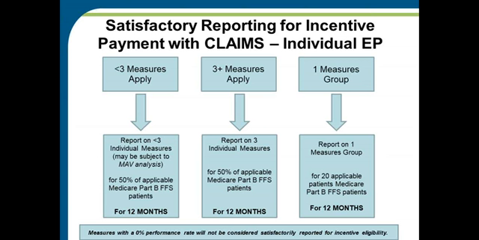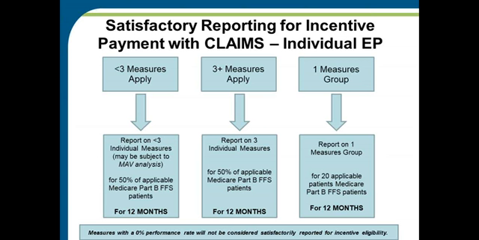Now let's look at satisfactory reporting for the program itself for incentive payment using claims as an individual physician. As I said earlier, you can report less than 3 measures and still be incentive eligible. So if you report 1 or 2 measures for 50% of applicable cases for Part B fee-for-service patients for a 12-month period, and you successfully go through the measure applicability validation process, then you would be incentive eligible.